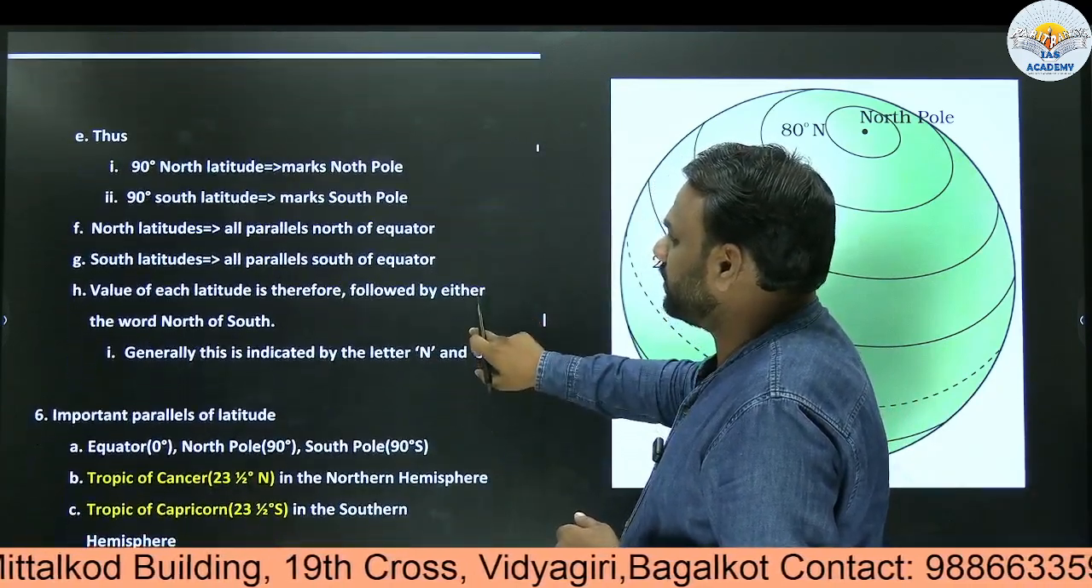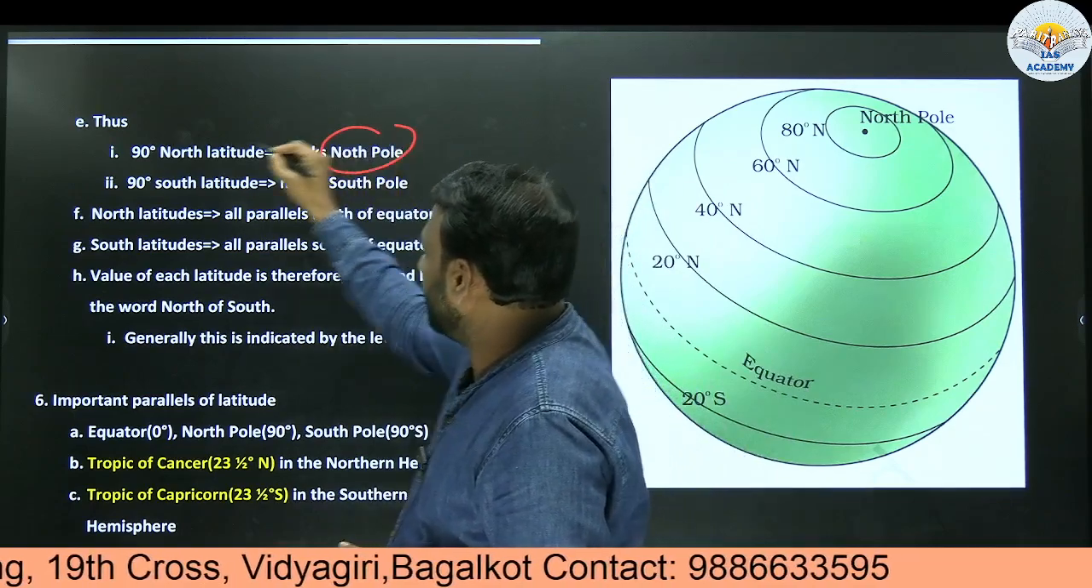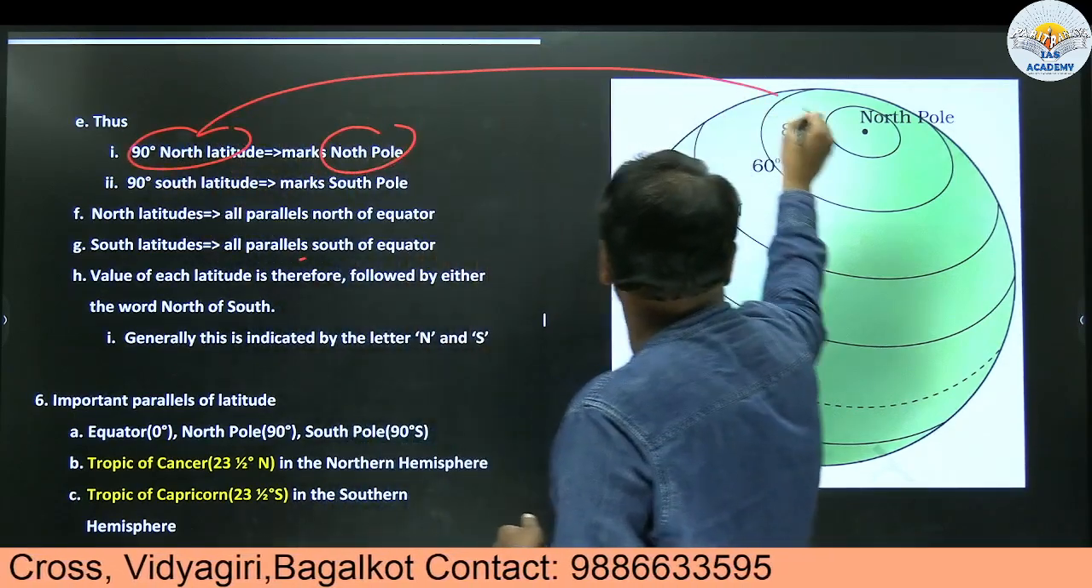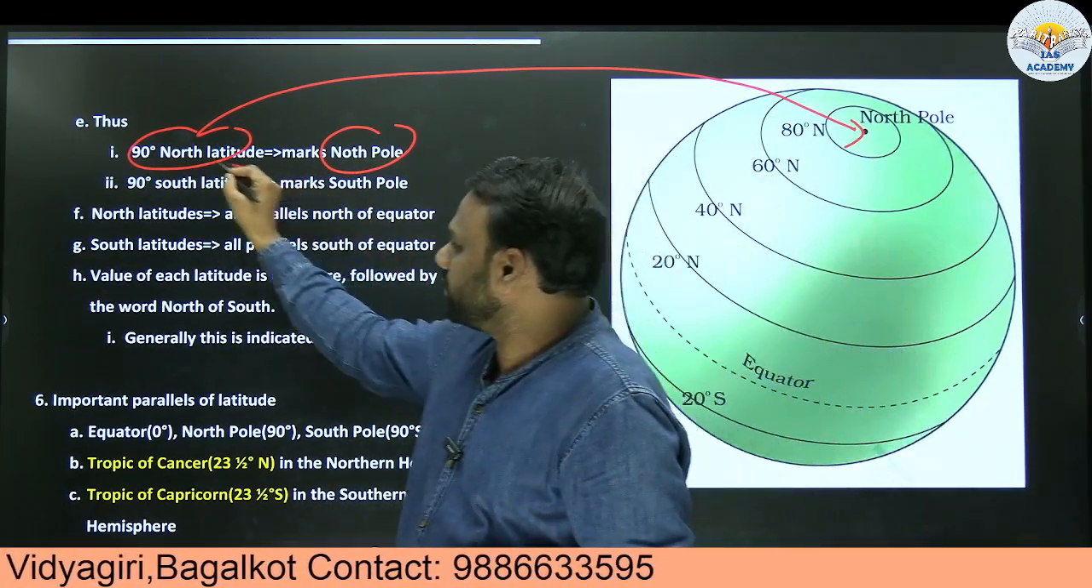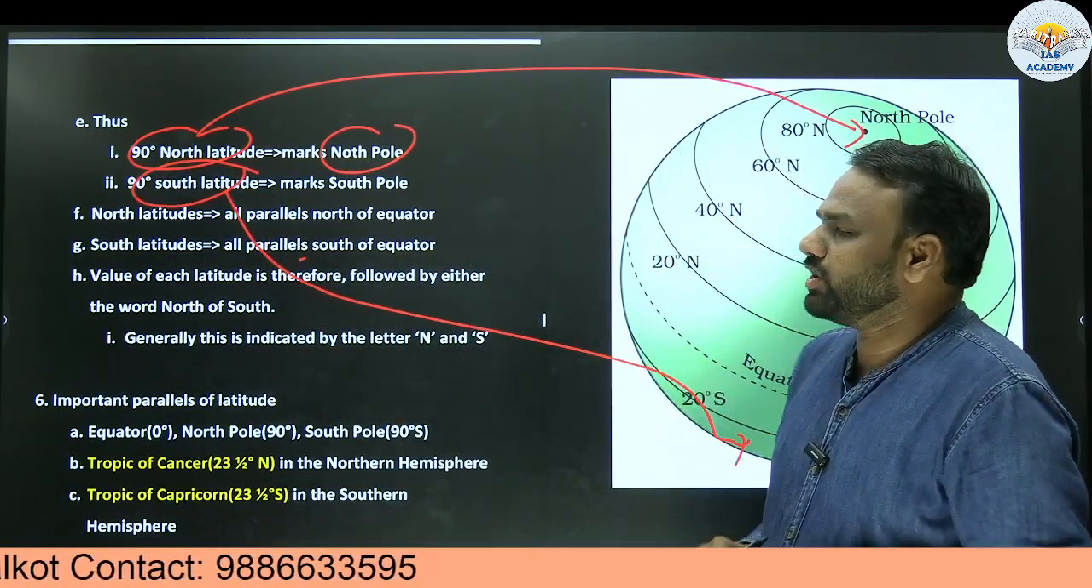Next, 90 degree north latitude marks the North Pole. As we discussed, 90 degree north latitude marks the North Pole, and 90 degree south indicates the South Pole. Okay, South Pole.